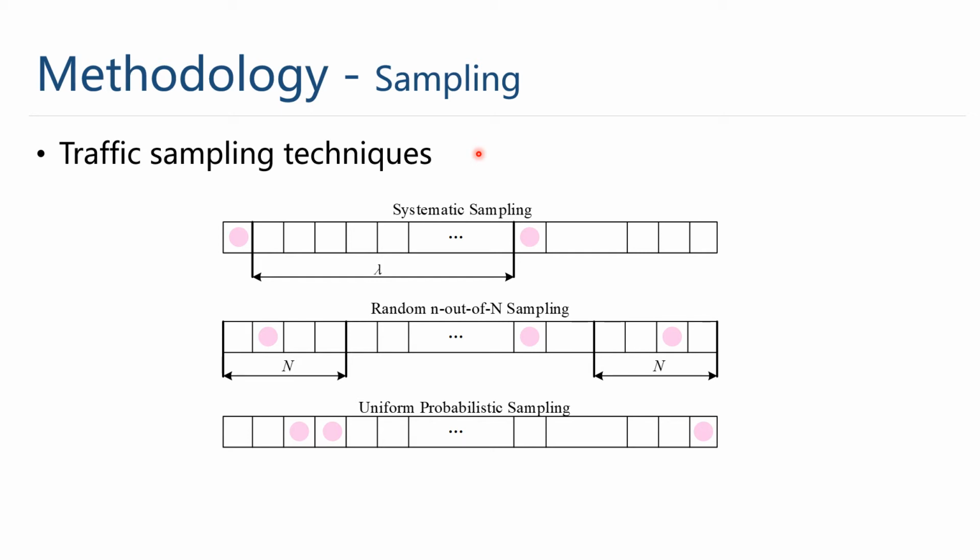In the backbone network, traffic sampling is widely used, and there are 3 basic packet-based sampling techniques: systematic sampling, random n-out-of-N sampling, and uniform probabilistic sampling. Compared with the other 2 sampling techniques, the systematic sampling technique consumes less time and memory. Therefore, we choose this sampling technique.